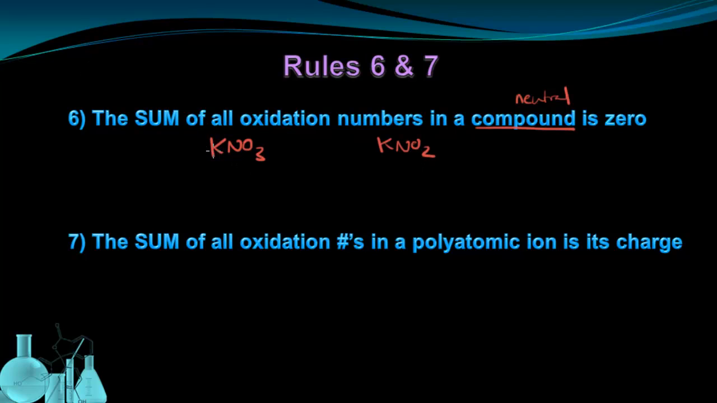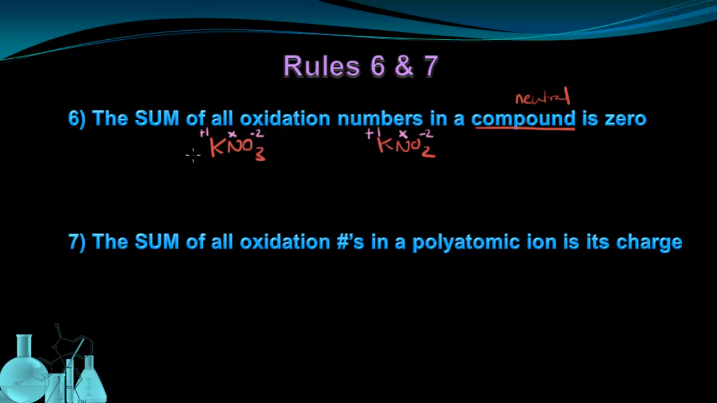I can identify the potassium and oxygen just based off the rules we just used. So the potassium is going to be a +1, and the oxygen is going to be a -2. Same thing with the other compound, potassium is a +1, and oxygen is a -2. But I don't know what N is. I have no rules for nitrogen. So I'm just going to put an X there. Now this rule tells me if I add up all the oxidation states, it has to equal 0.